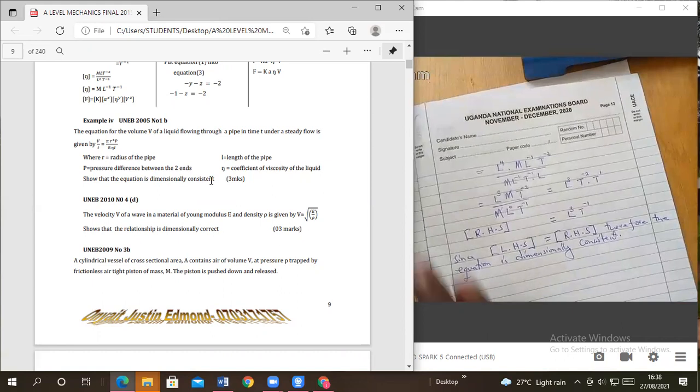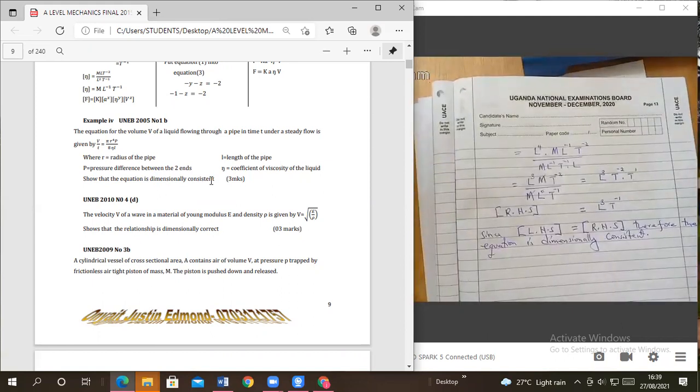Members, I think we are together on that. We know how to derive an equation and we know how to check the consistency of a given equation, right? Yes. Is there any question on those two areas?